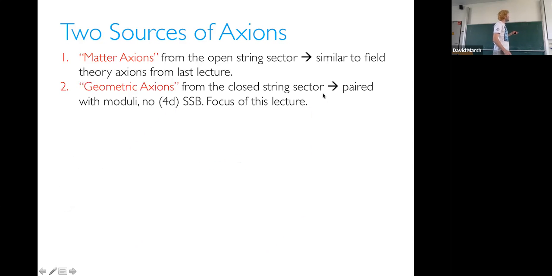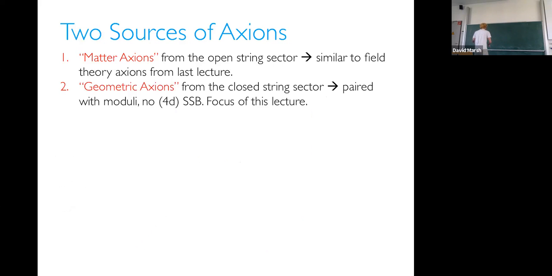Okay, right. And then we also have geometric axions. Geometric axions come from the closed string sector. So open strings are to do with matter, closed strings are to do with gravity. The geometric axions are paired up with so-called moduli, which we'll talk about quite a bit through the first part of the lecture. They're not paired up with a complex field like the matter axions were.